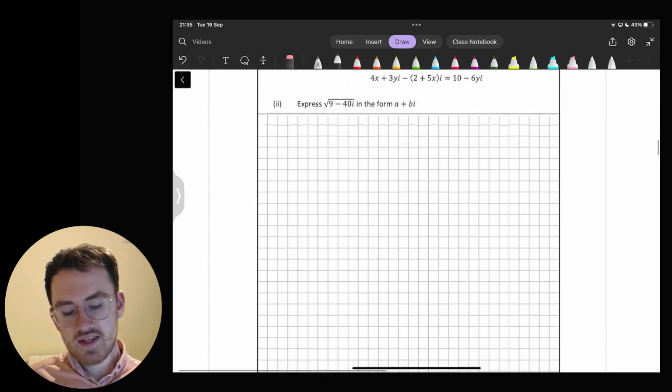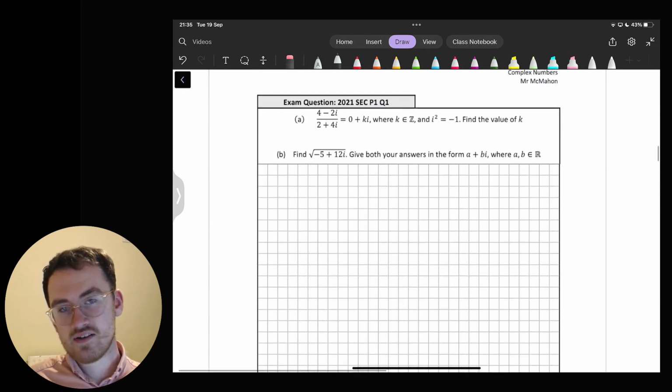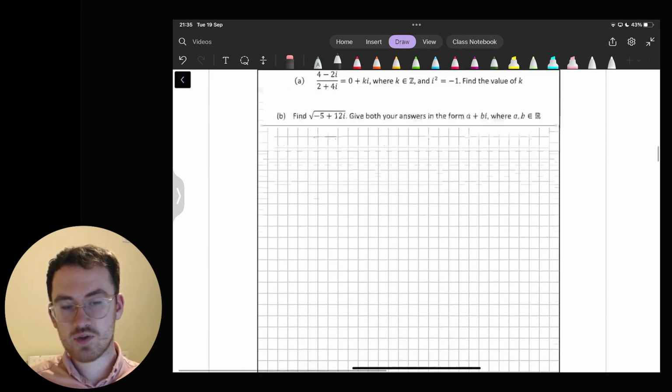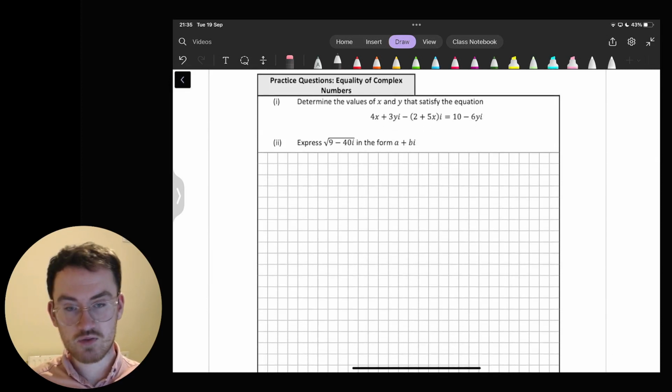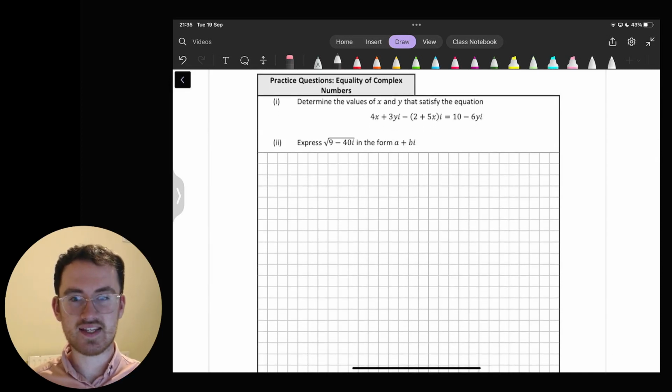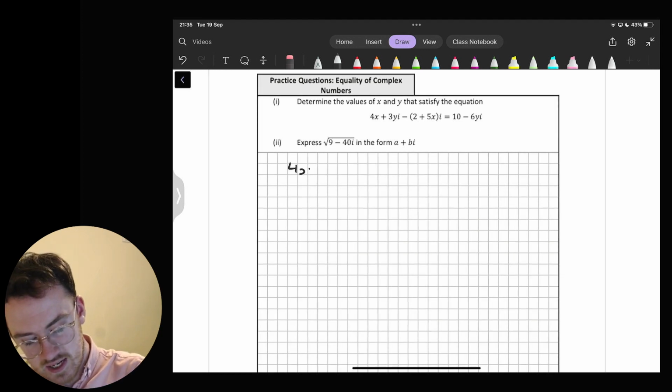So we look at one of the exam questions here. Looking at the second exam question, it is very, very similar to the example that we have. So I think we're going to work through maybe the first practice question of the exam style. It says, determine the values of x and y that satisfy this equation. So let's try and work out these values. So again, we start with the left-hand side.